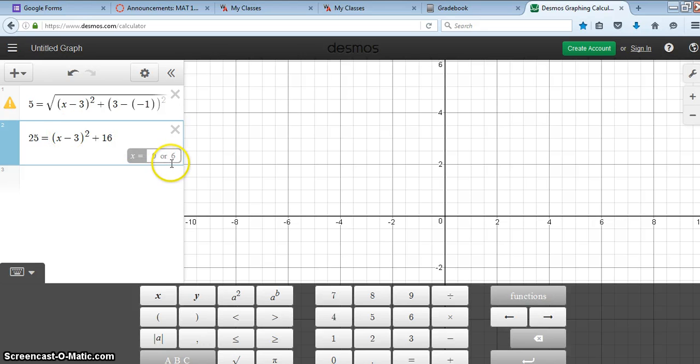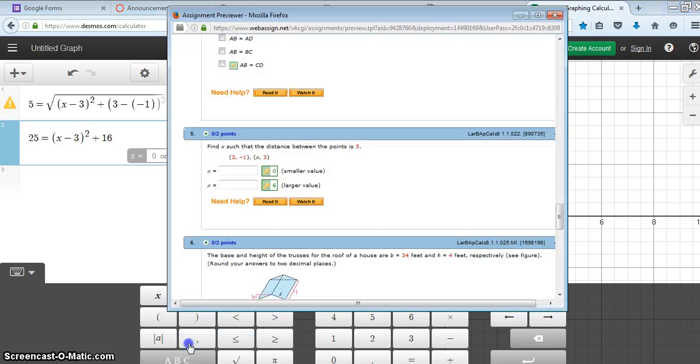And now this one will solve it for us, right? So it says x could be a 0 or a 6 to give us that. Now so I want to get a distance of 5, and it says 0, 6. Now, if I look at my answers, I got those two values right there, 0 or 6.